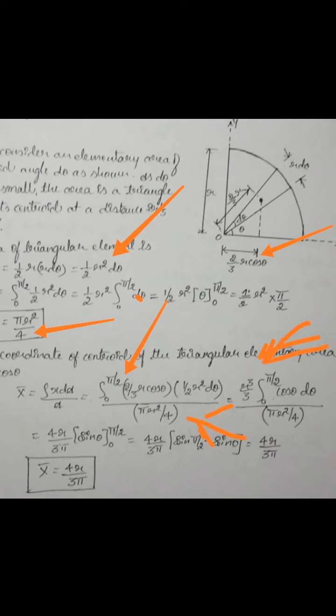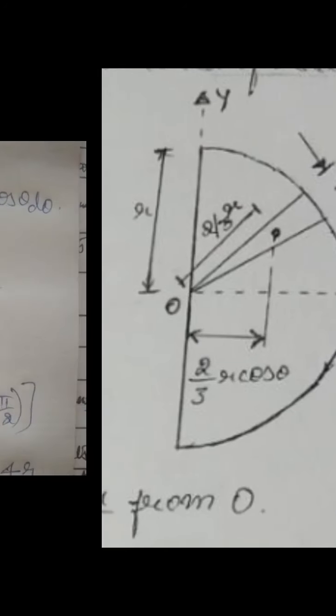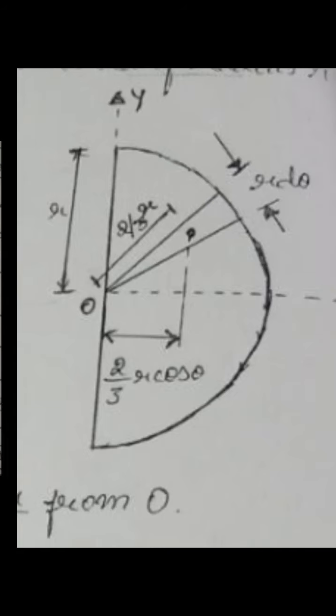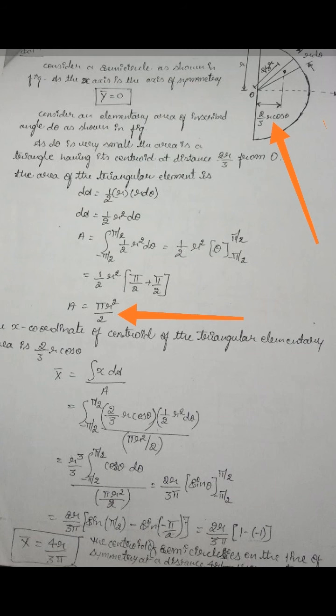It will be 4r divided by 3 pi, and you can see that the centroid value remains the same for the quadrant also as for the semicircle. In the very beginning you can see clearly the area will be half r into r d theta, it remains constant. Only the value of the area changes, and the rest of the formula stays the same.